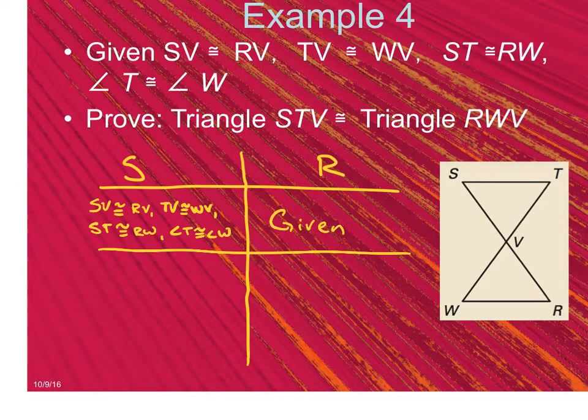So what I'm going to do is take those things that they said and mark them in my picture. SV is congruent to RV. Notice I just marked what they told me. TV is congruent to WV. TV right there, congruent to WV right there. ST is congruent to RW. Finally, angle T is congruent to angle W. Angle T up here is congruent to angle W right there.